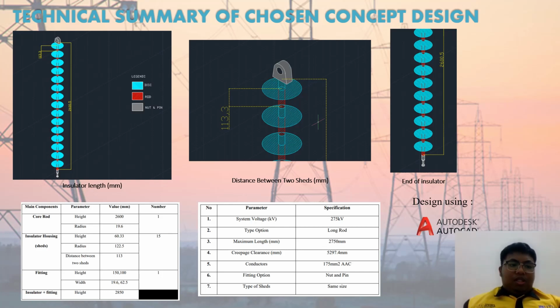The first is the insulator length, where we can see the full design of the insulator. In the next picture we can see the distance between two sheds, which is also known as the distance between the discs. The last picture is of the end of the insulator. From here we have also given the parameters of the insulator that we designed. So that's all for the concept design.